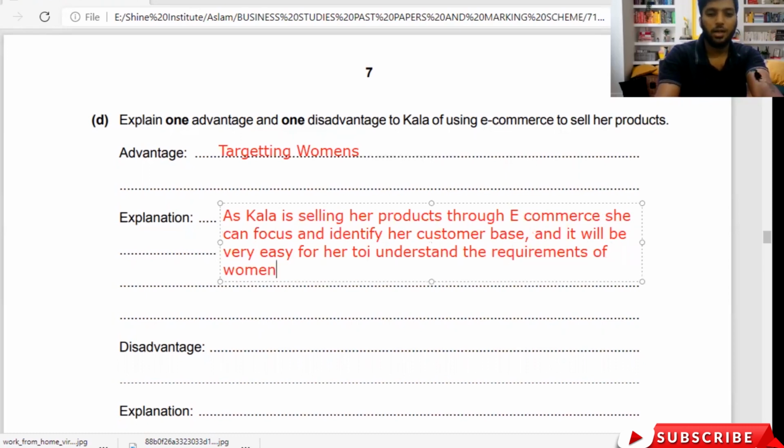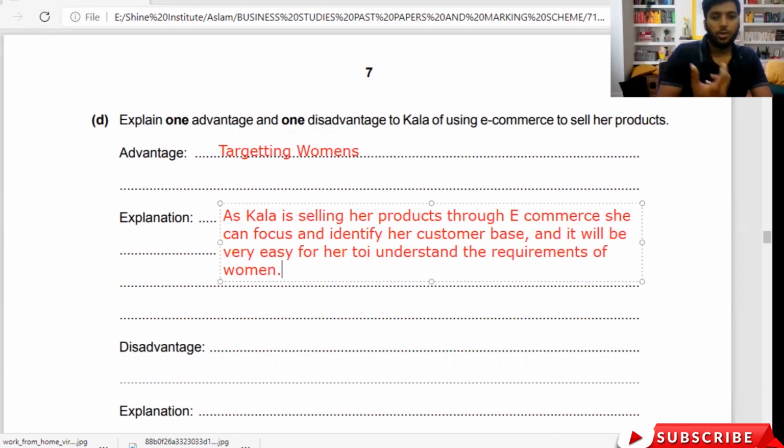So having e-commerce, not only targeting women, it can also save a lot of time. It can also save a lot of employee costs, because when you have internet and can do e-commerce, you don't want sales staff to be recruited. This can also be written as an advantage. You write sales staff not to be recruited, or it can be saving time. It can be conveniently making people purchase the product. Something like that is also a considerable answer.